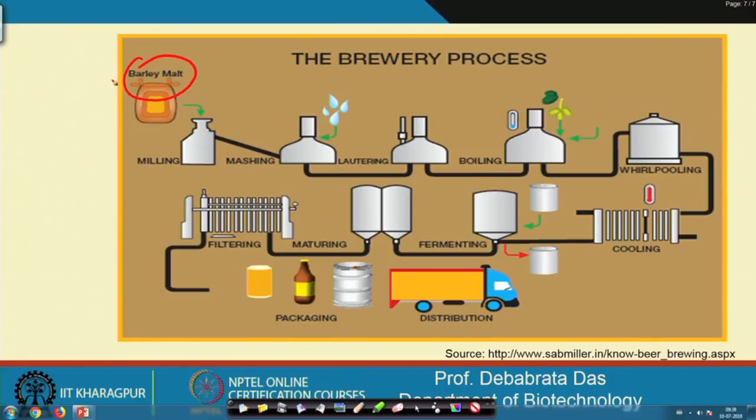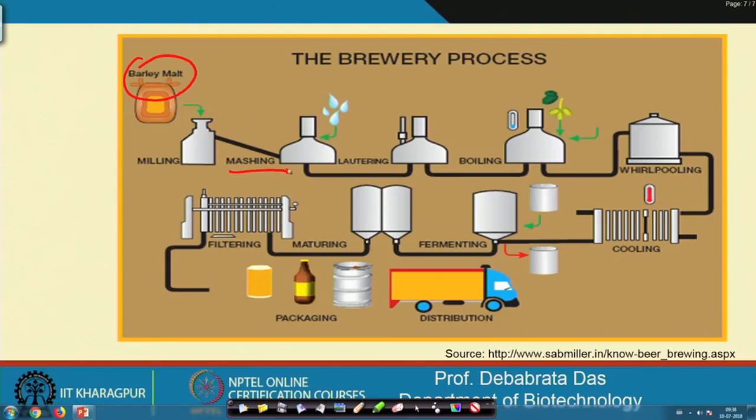That barley undergoes some kind of malting process. Malting process is a kind of germination of barley grains, where we produce different kinds of hydrolytic enzymes. Then we dry it, then we pass it through the mashing process. This is the mashing process. You can see after the mashing process, the hydrolysis of the starch molecules or protein molecules takes place. They undergo solubilization.